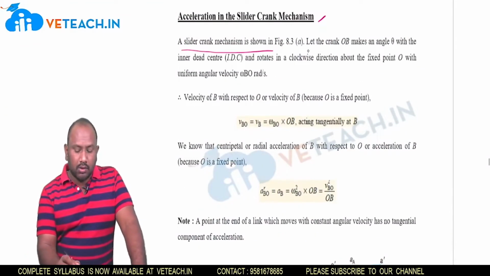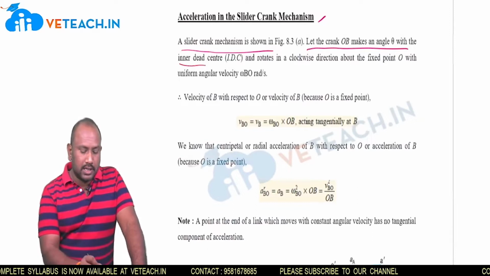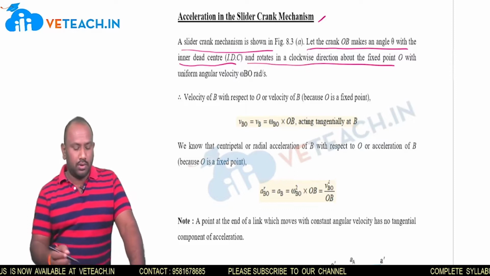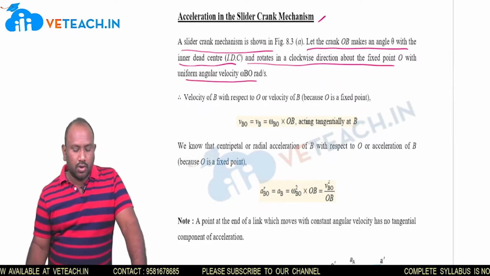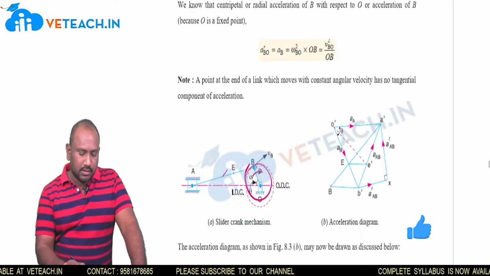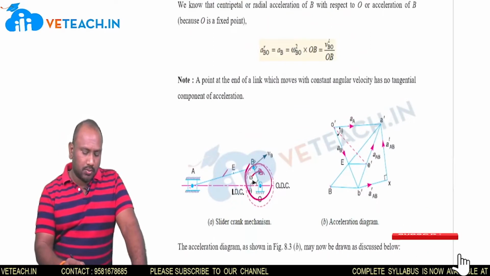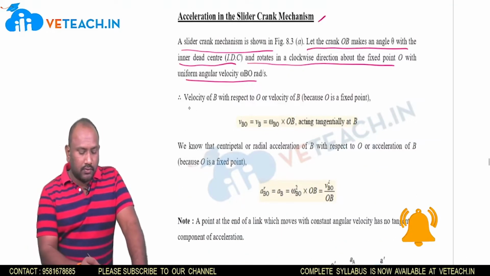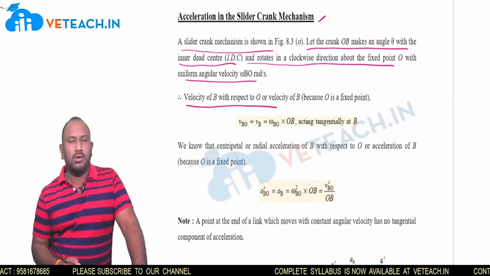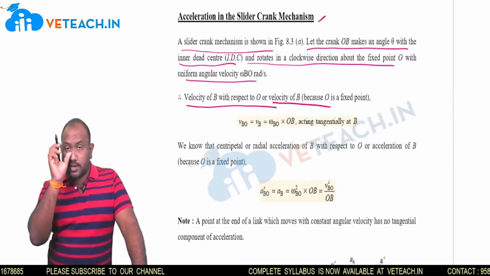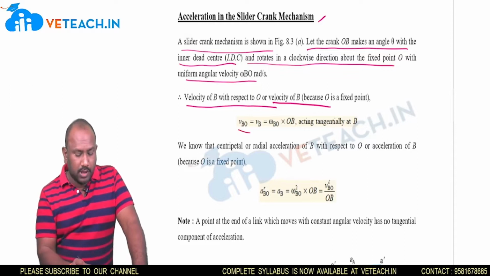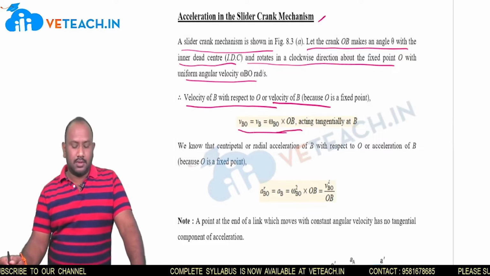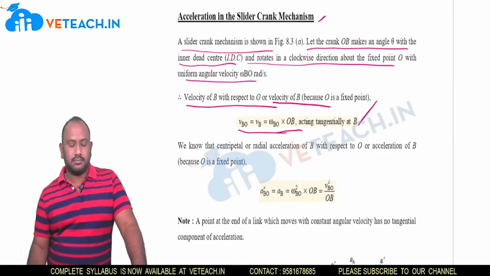Let the crank OB make an angle theta with the inner dead center IDC and rotate in the clockwise direction about the fixed point O with uniform angular velocity omega BO radians per second, as I explained here, which is going to rotate like this with the OB link in the clockwise direction. Therefore the velocity of B with respect to O, or velocity of B, because O is a fixed point, is V BO equal to omega into BO into OB, acting tangentially at point B.